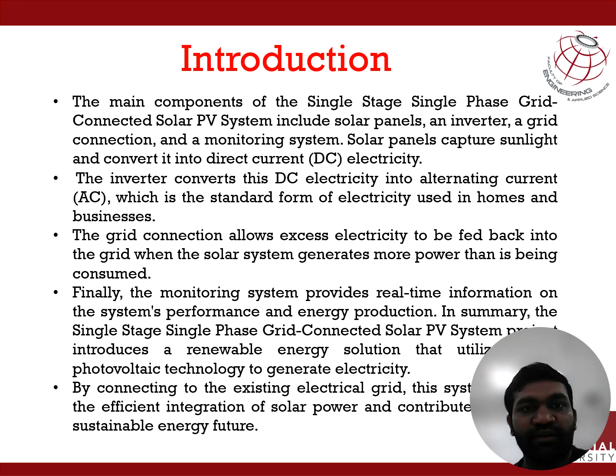Then the introduction of our topic. The main components of the single stage, single phase grid connected solar PV system include solar panels, inverter, grid connection and monitoring system. Solar panels capture sunlight and convert it into direct current electricity. The inverter converts the DC electricity into alternating current, which is the standard form of electricity used in homes and businesses. The grid connection allows excess electricity to feed back into the grid when the solar system generates more power than is being consumed. The monitoring system gives real-time information on system performance and energy production. By connecting to the existing electricity grid, the efficient integration of solar panels can contribute to a sustainable energy future.